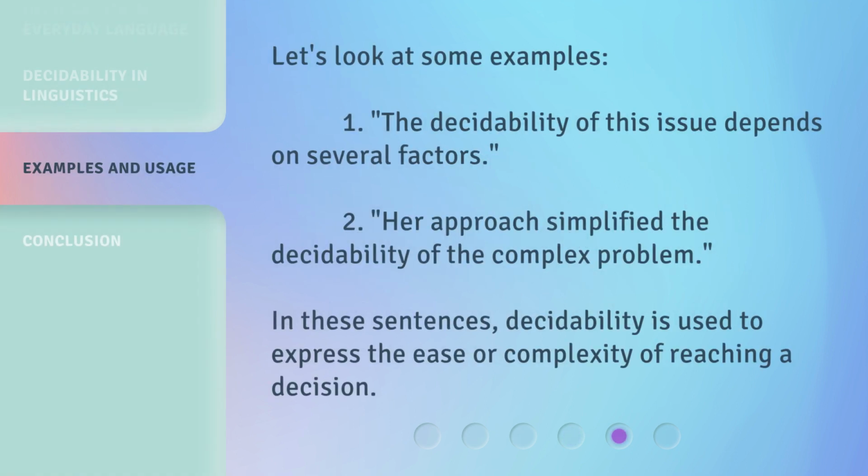Let's look at some examples. 1. The decidability of this issue depends on several factors. 2. Her approach simplified the decidability of the complex problem. In these sentences, decidability is used to express the ease or complexity of reaching a decision.